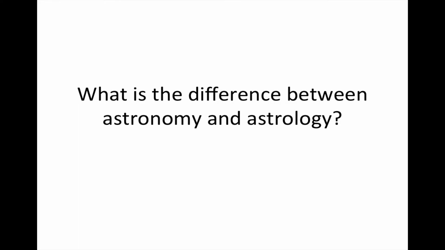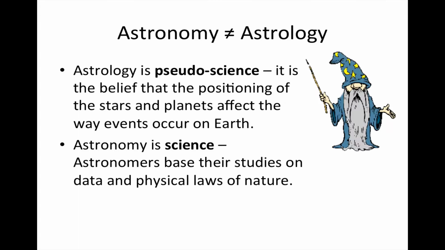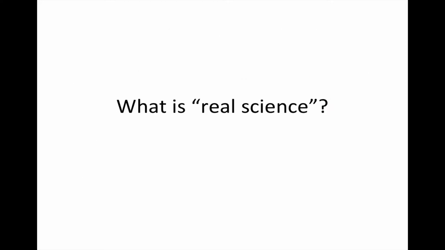So what is the difference between astronomy and astrology? Astrology is pseudoscience. It's not real science. It's the belief that the positioning of stars and planets affect events here on Earth. But that's not real. Astronomy is real science because astronomers are basing their studies on data, observations, and the physical laws of nature. So what is real science?